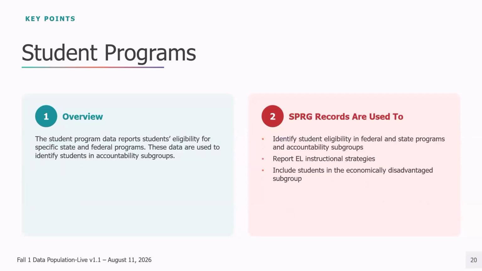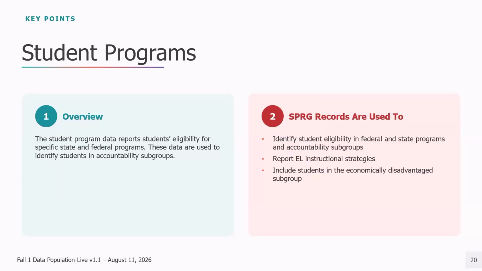So moving on to the next file, it's the student program file or the SPRG file. In Fall 1, the SPRG file identifies students who are eligible for or participating in specific state or federal programs, reporting EL instructional strategies, and helps determine inclusion in socioeconomically disadvantaged subgroups.